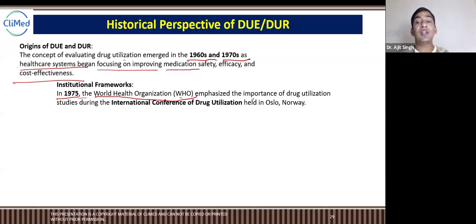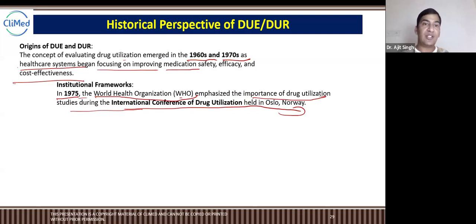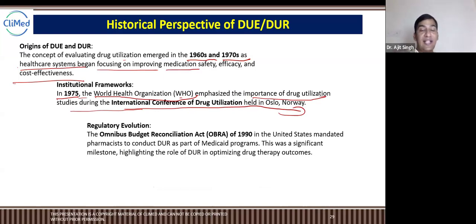WHO emphasized the importance of drug utilization studies during the International Conference on Drug Utilization held in Oslo, Norway, for the first time. And they created the institutional framework, meaning the guidelines for the proper use of drugs and how to evaluate the drug. For the first time, they talked about drug utilization in 1975, in the International Conference on Drug Utilization, which was held in Oslo, Norway.